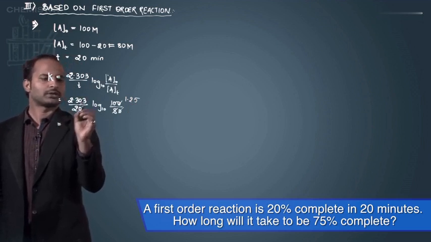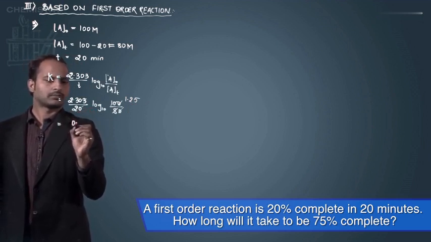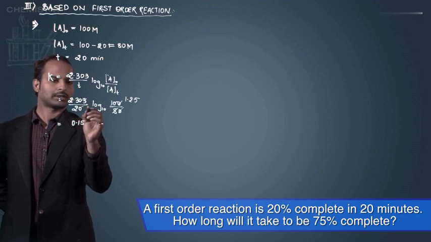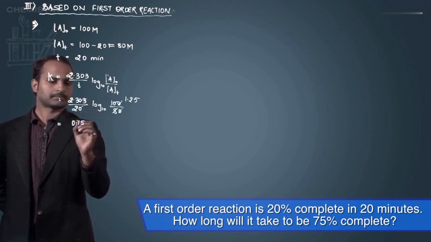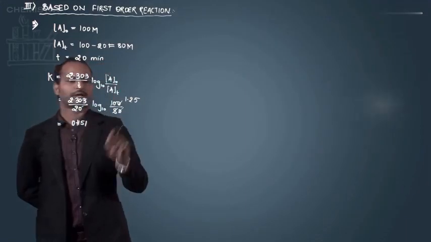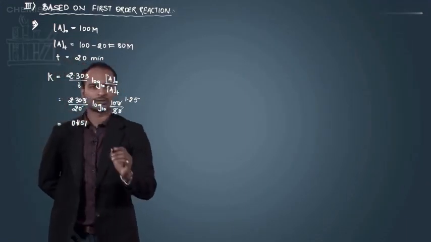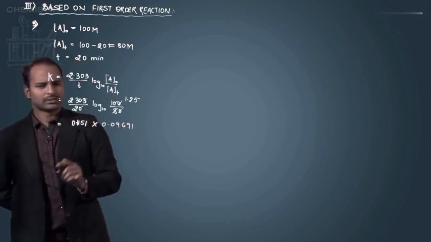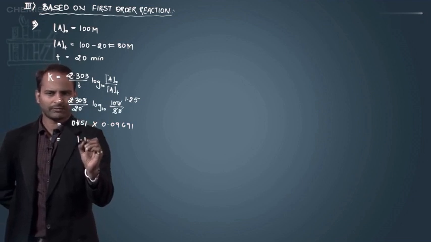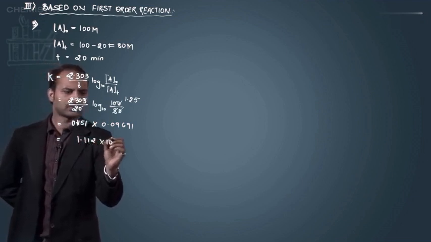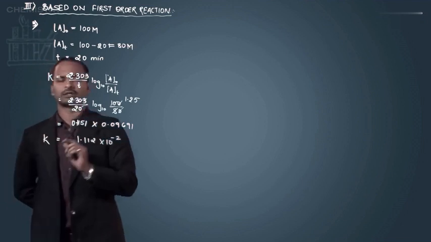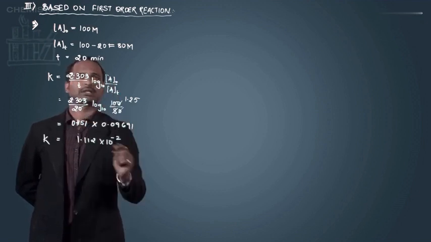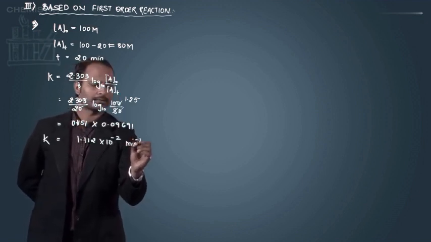So on cancellation we will get, 2 ones are 2, then again 1s are 5s, and so we have log to the base 10 of 1.25, which is equal to 0.09691. So on multiplication, this gives 1.112 into 10 raised to minus 2. This is the value of K, and being a first order reaction, the K unit is going to be per minute, and here the time is given in minutes, so it is per minute.